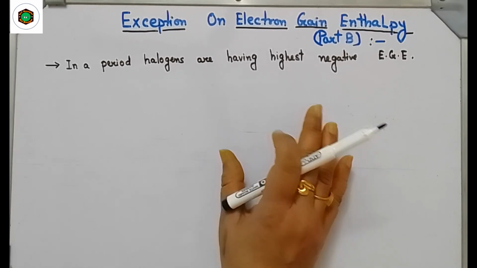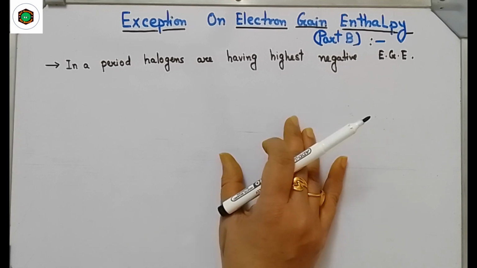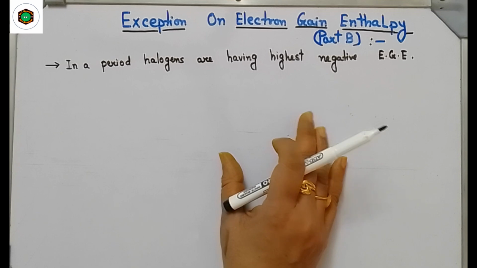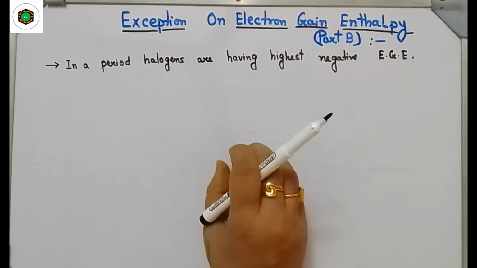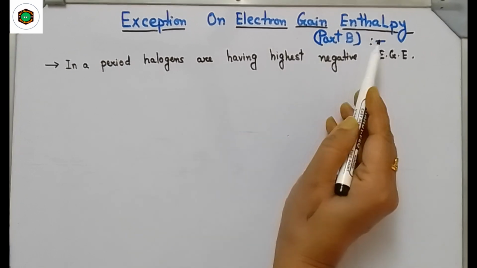In the previous lecture, I have explained some exceptions on electron gain enthalpy. The link of that video will be given in the description box here. In this lecture, I will explain some more exceptions on electron gain enthalpy.